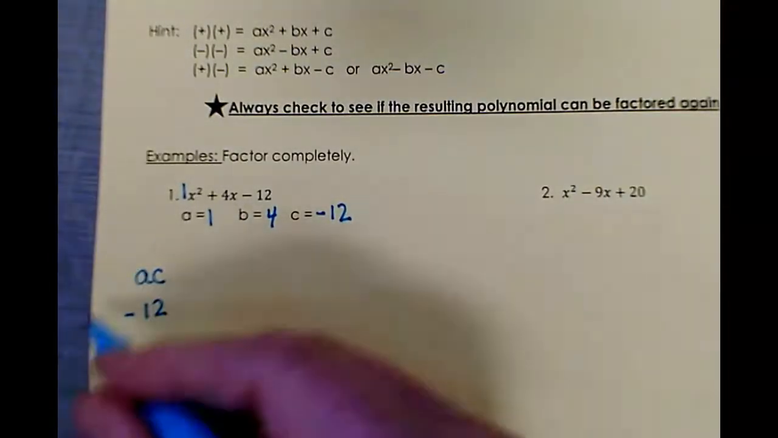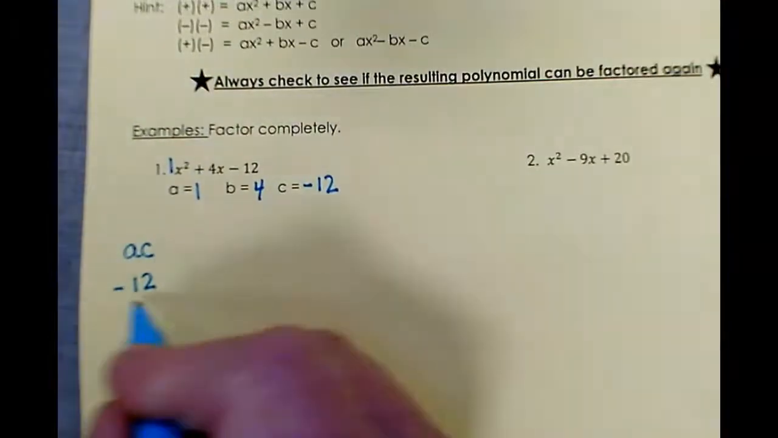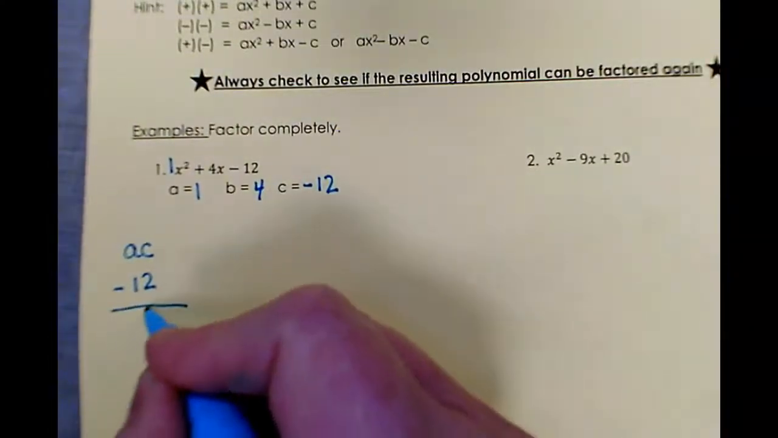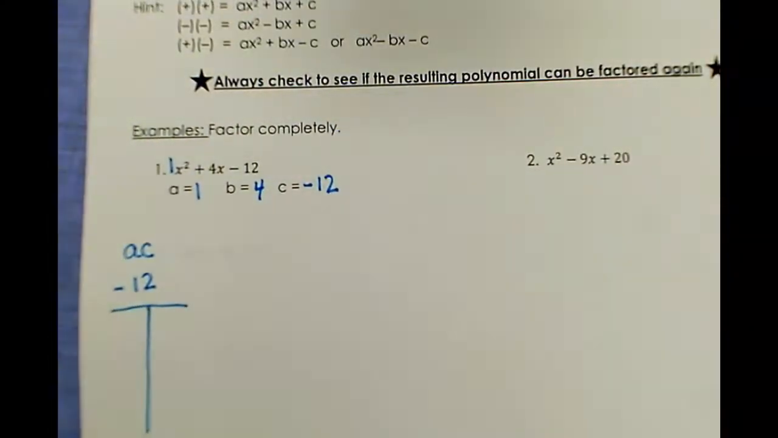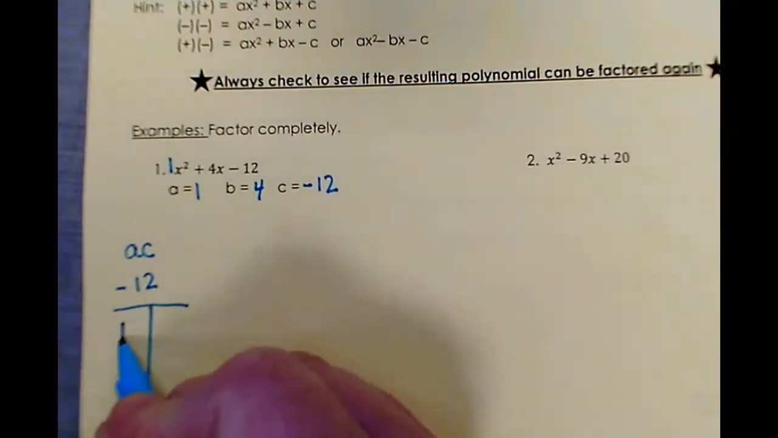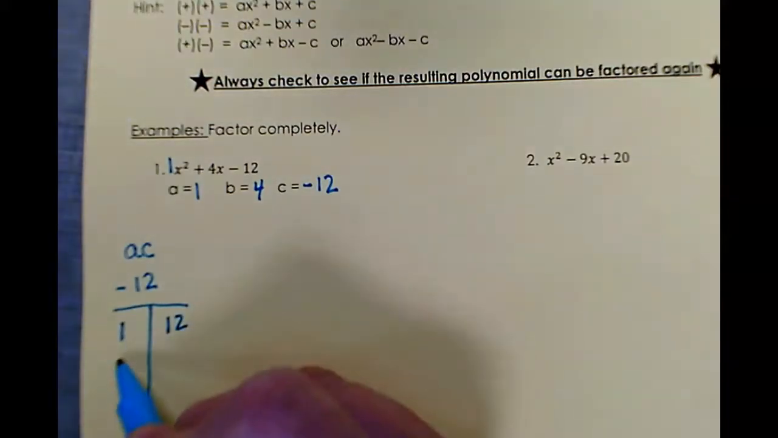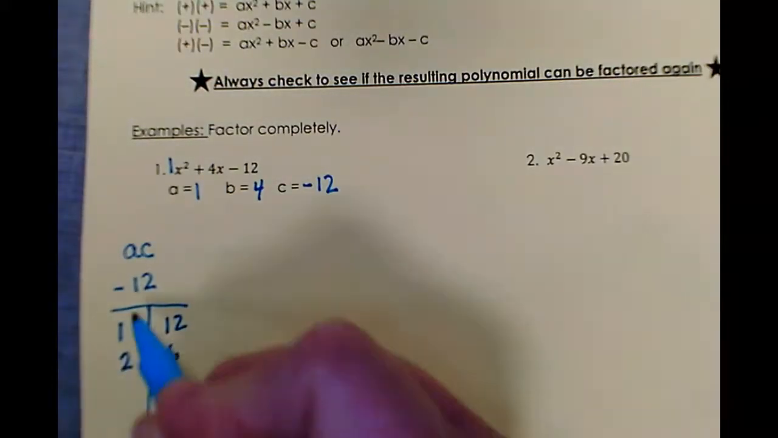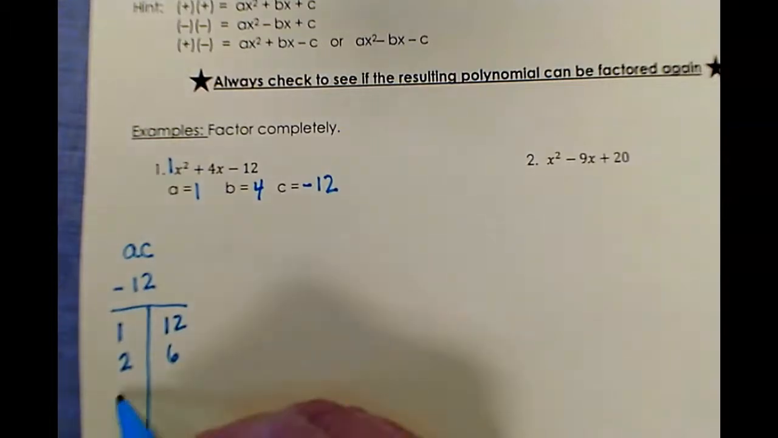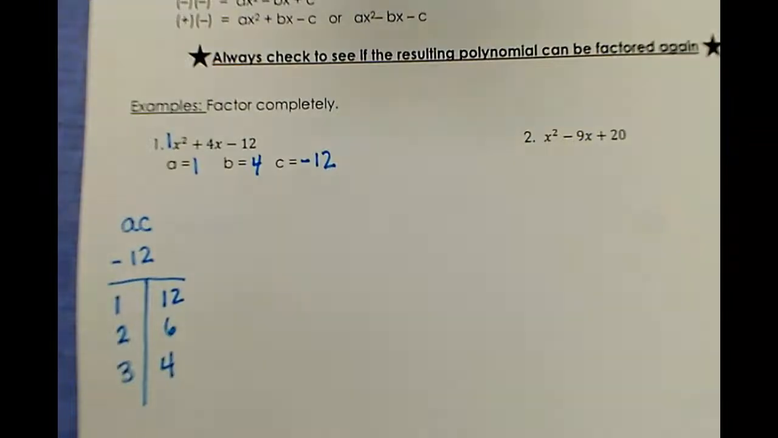So I'm going to make a little note over here. I need to know what the factors of negative 12 are. Factors means the numbers that multiply together to get negative 12. And so 1 times 12 would equal 12. I'll come back to the signs in a minute. 2 times 6 would equal 12. 3 times 4 would equal 12. Those are the factors of 12.